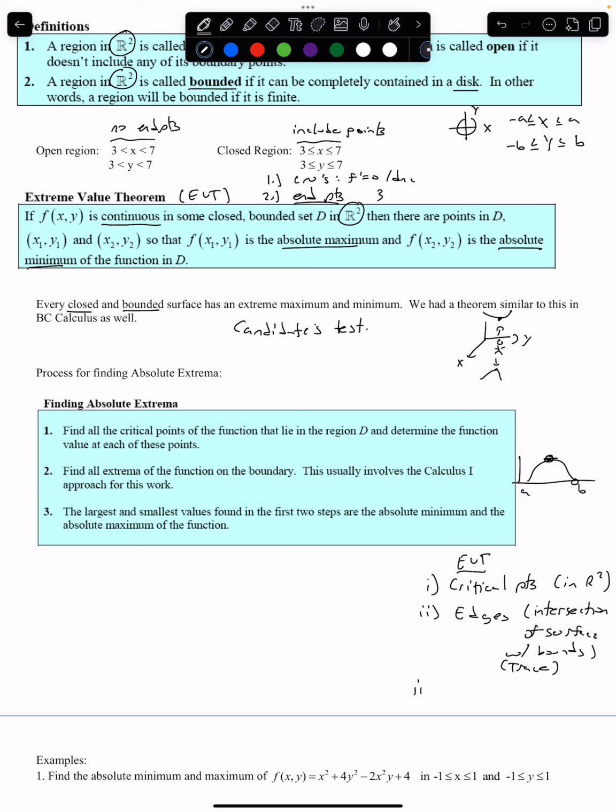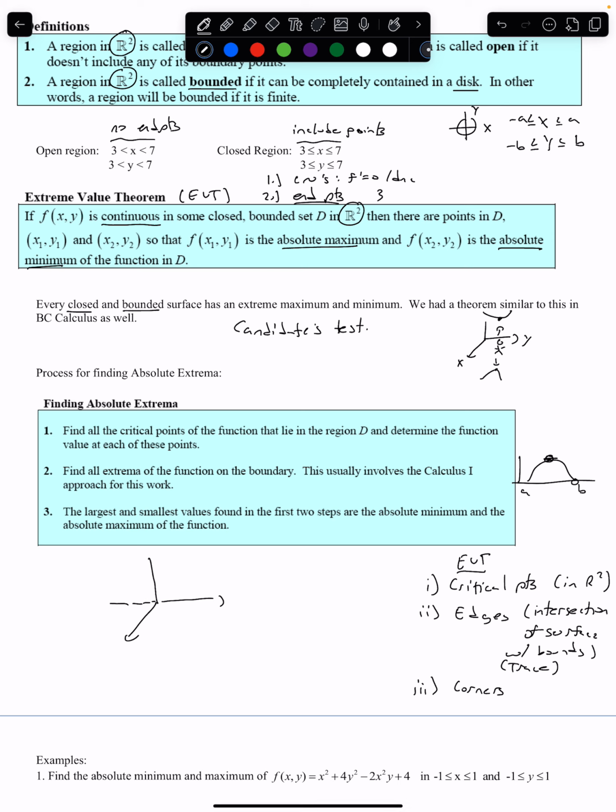And the third thing we have to check for are the corners. And this is where it gets a little bit tougher for us. These are going to be like the endpoints of our surfaces. So to give you an example, let's say we are on the XY plane right here. And we have this surface.